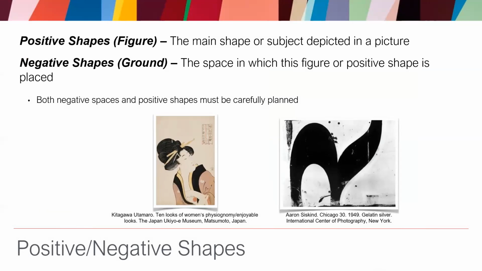So we've got positive shapes, which is the figure, and the negative shapes, which is the ground. But sometimes we confuse these things. We may not be sure what the positive and negative mean in this.